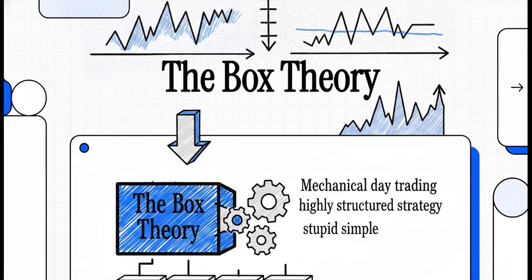Listen, if you've ever felt completely overwhelmed by endless charts, flashing lights, and literally a million overlapping indicators, just take a breath. We're going to unpack a mechanical day trading playbook that promises to totally flip the script on your frustration. It's a highly structured strategy, and it's designed to be absolutely, well, stupid simple.